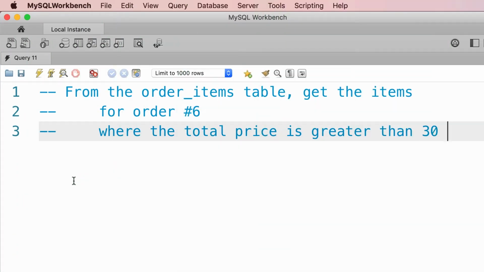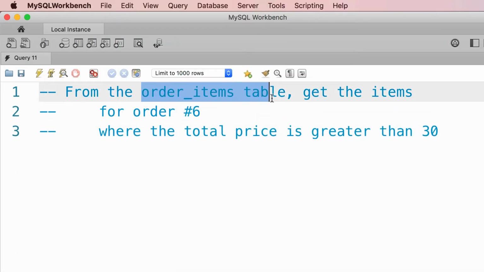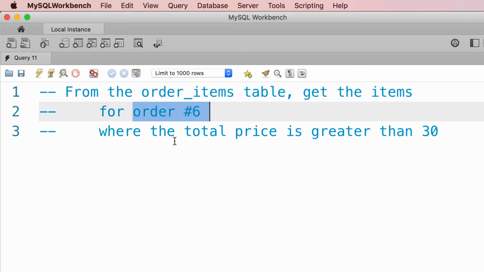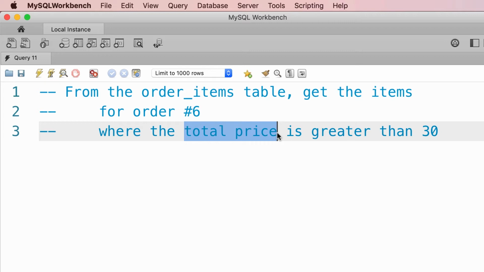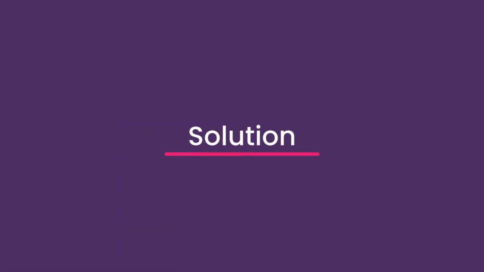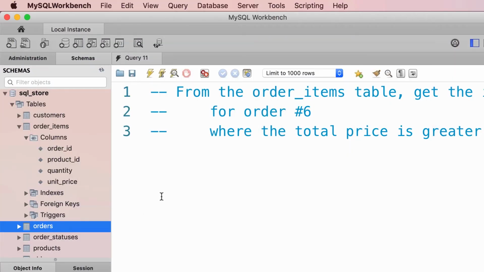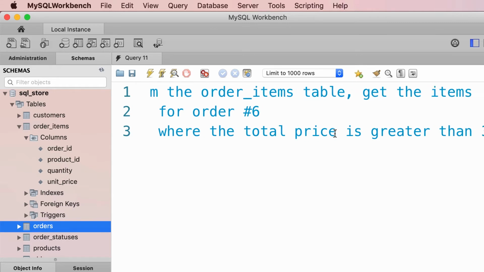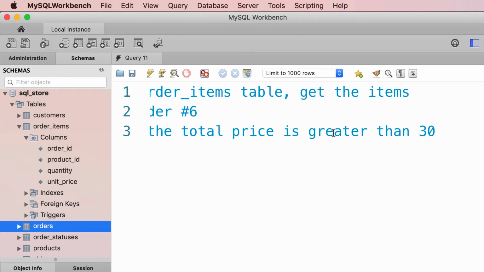All right, here's your exercise. From the order items table, get the items for order number 6, where the total price for that item is greater than 30. All right, here's the order items table. In this table, we have these columns: order ID, product ID, quantity, and unit price. If we multiply the quantity by unit price, we can get the total cost of that item. And then we can compare it with 30.